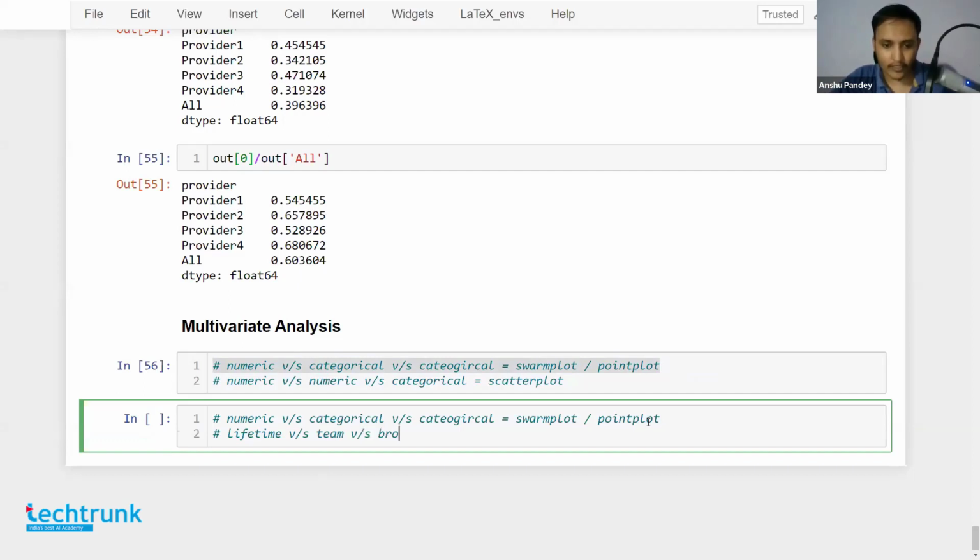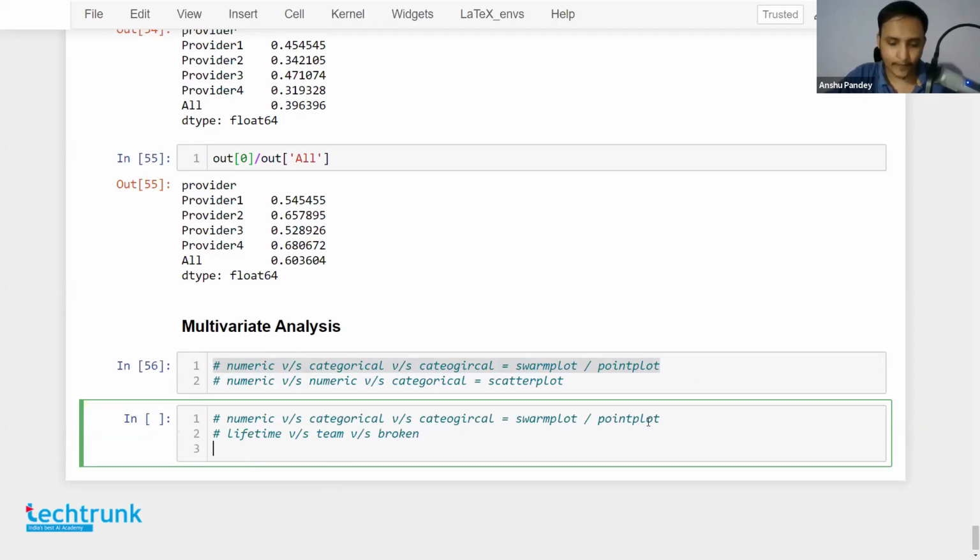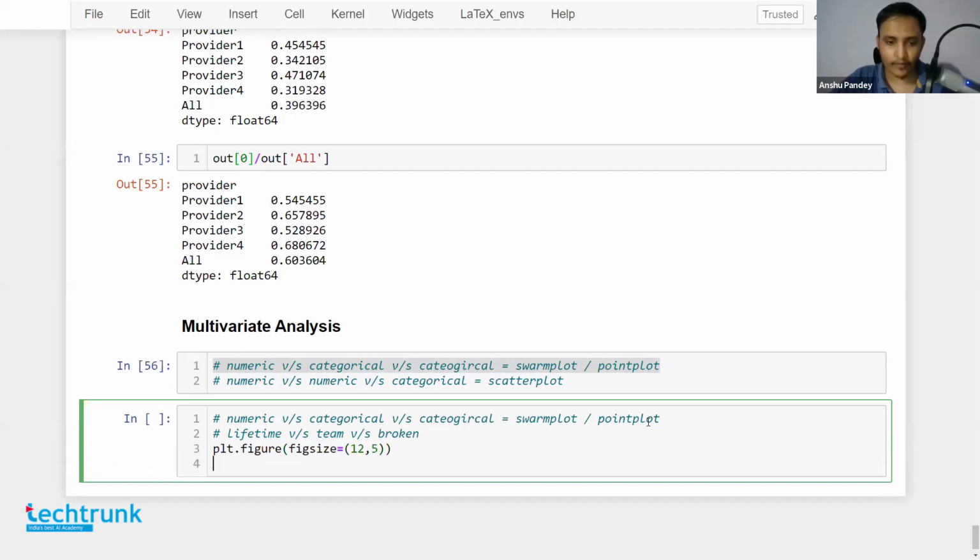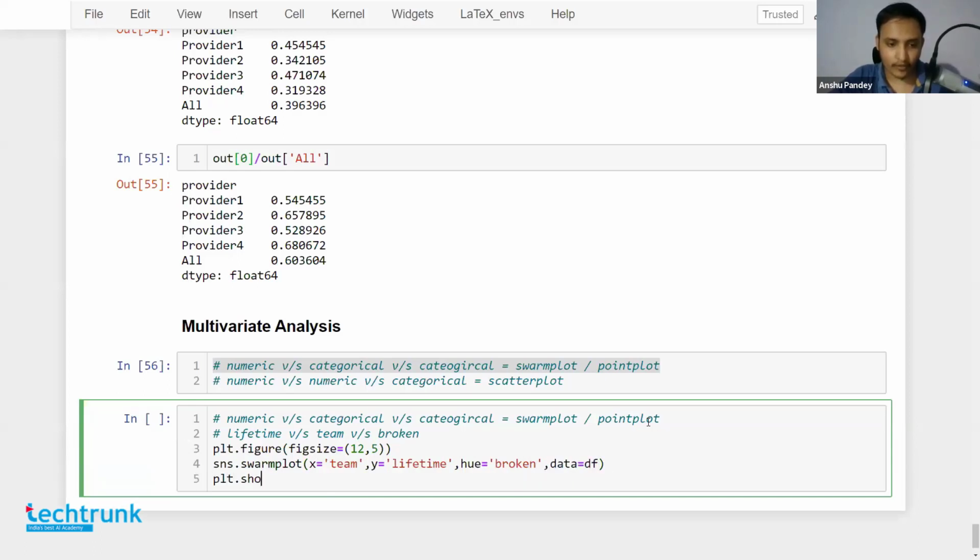versus maybe broken. So that's where you can say plt.figure figsize equals 12 by 5, sns.swarmplot. X is categorical, so on X you always pass a categorical, which in our case is going to be team. Y should be numeric, which in our case is lifetime. Hue should be categorical, which in our case is going to be broken. And we have to mention data is df, plt.show.